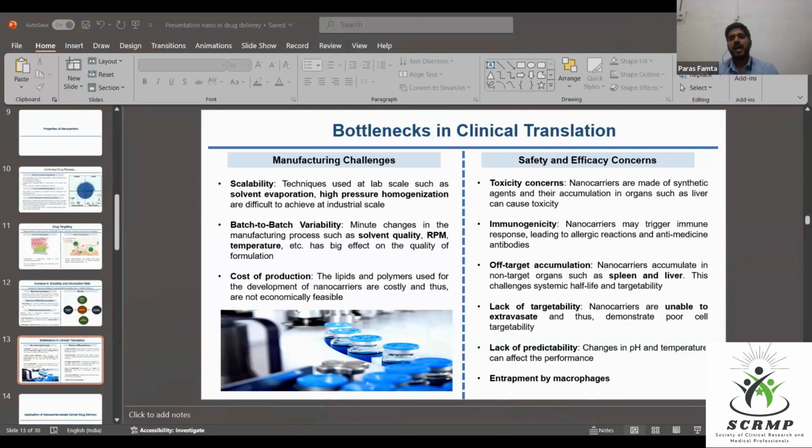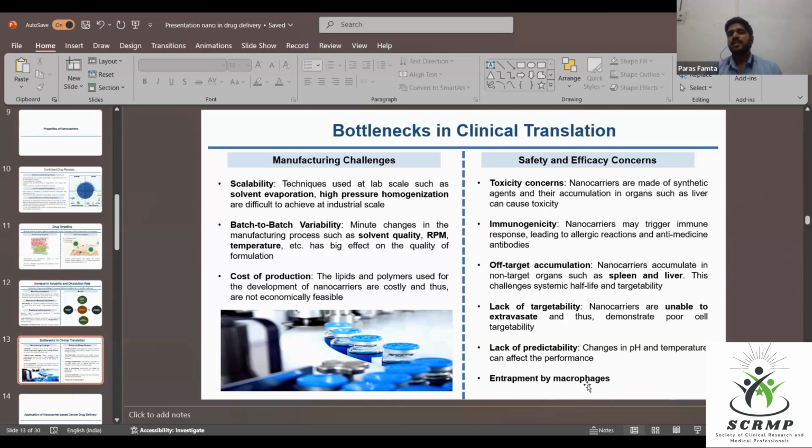afford this. Everybody can't afford costly medication. So we need to see, like in a developing nation like India, if we are making a nanocarrier using such costly materials, not all the people will be able to afford that.